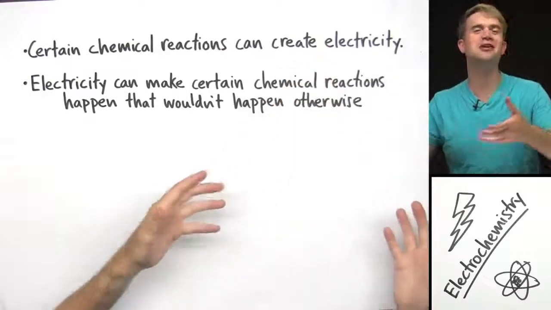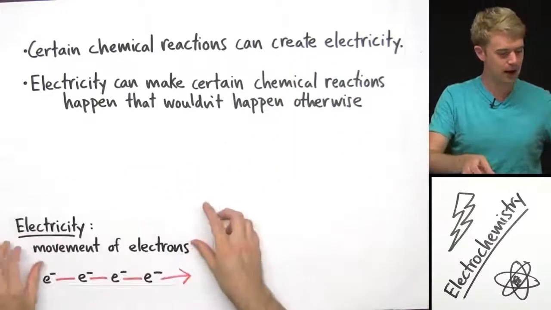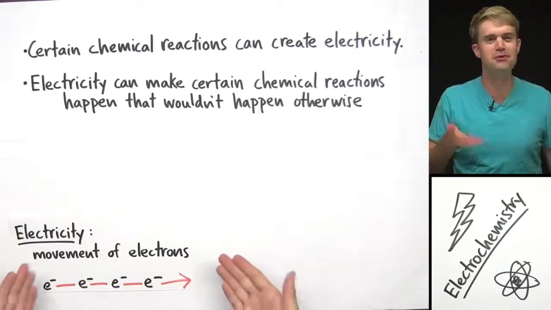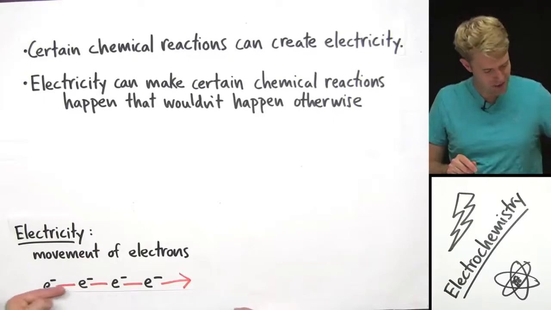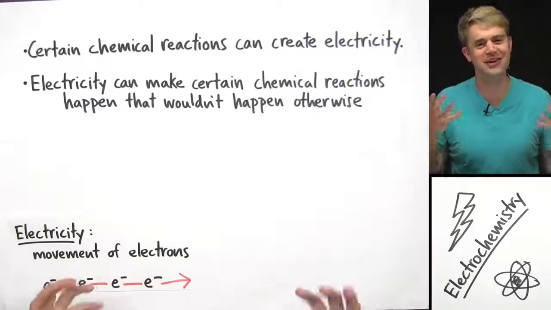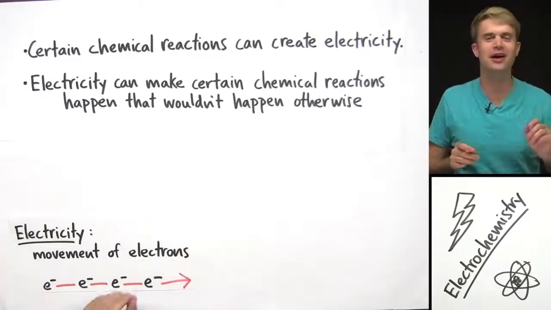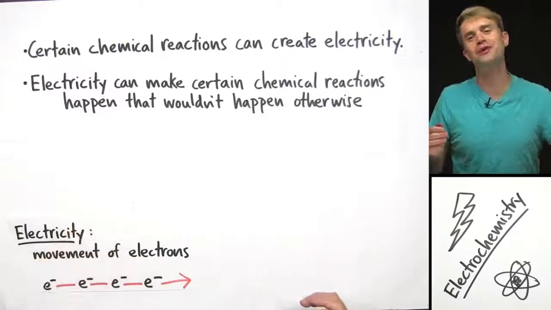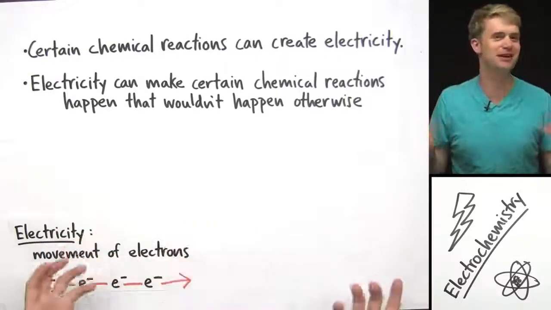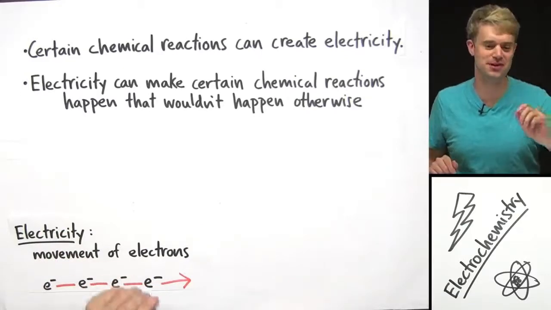First off, electricity. What is it? Well, in really simple terms, electricity is just movement of electrons. I got a bunch of electrons in this diagram. They're moving in this direction, so I have electricity. Often when we talk about electricity, we're talking about movement of electrons through something. So maybe it's through a wire, or through a light bulb, or through a battery, or something like that. But if you've got electrons moving, you've got electricity.